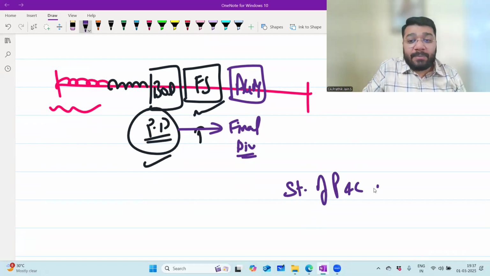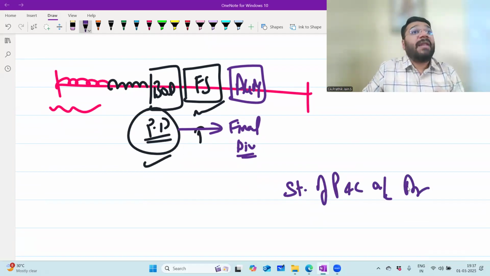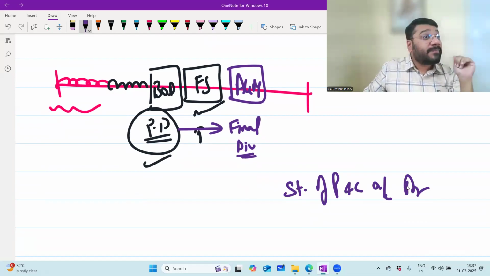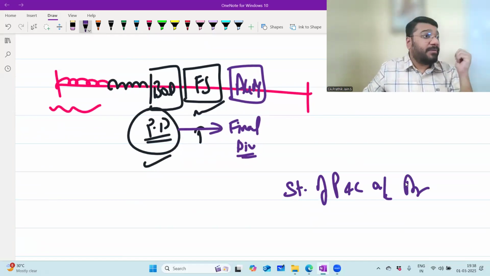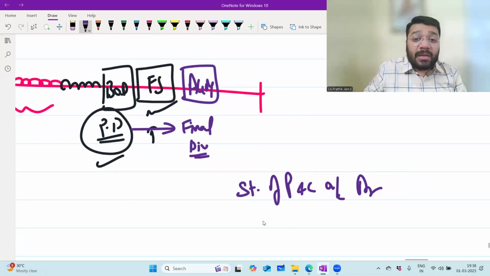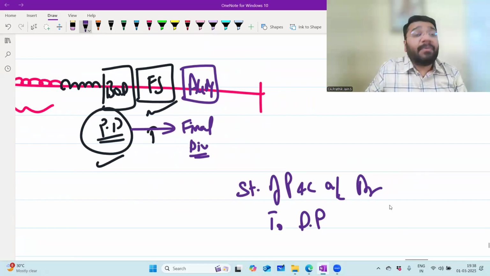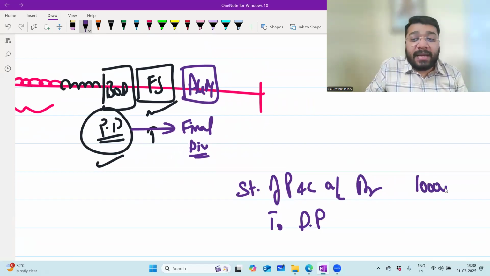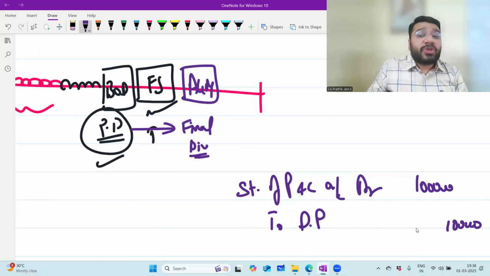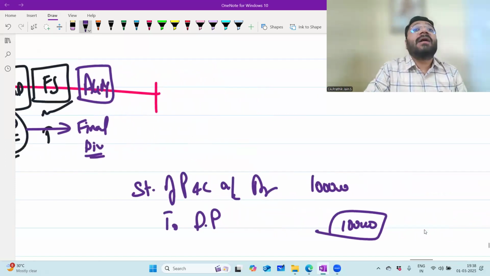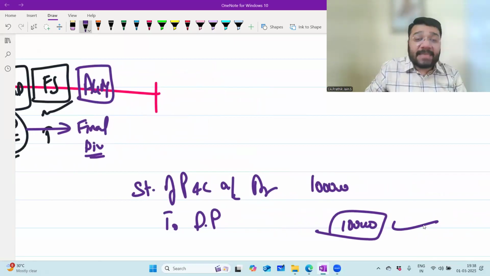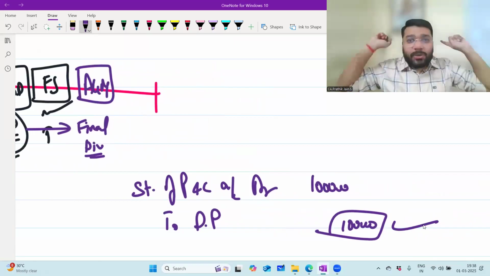Statement of P&L account debit. When I give the dividend, my profit will increase or decrease? When I pay my dividend out of profits, my profits will decrease after paying the dividend. To increase profit, credit. To decrease profit, debit. So statement of P&L account debit to dividend payable. Let's say it is 1 lakh, 1 lakh. So now this dividend payable will be classified as where? Under other current liabilities.